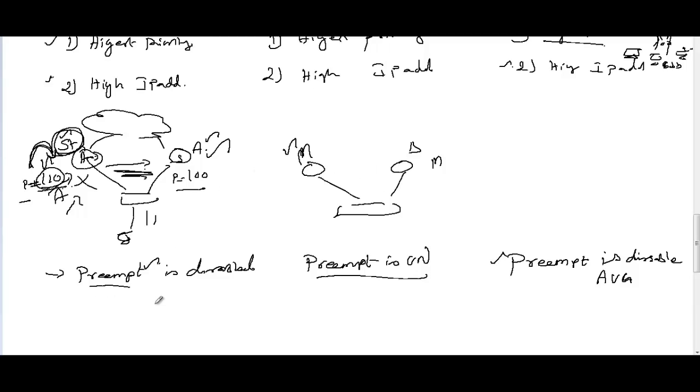So if you see, simply for the active device, preemption is disabled by default and you need to enable it in HSRP. Same like that, preemption is disabled in GLBP, you need to enable it.